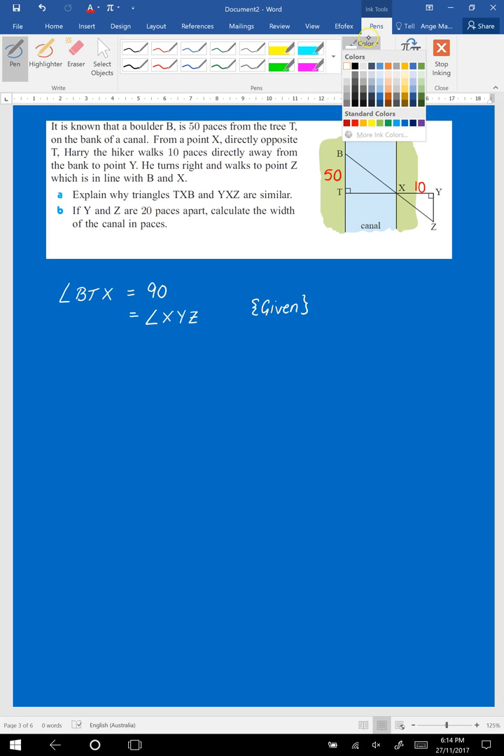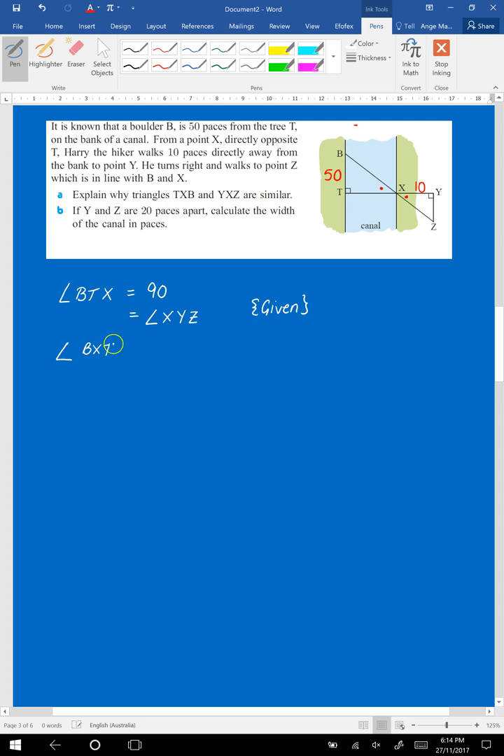We also know that this angle here is the same as this angle here because they're vertically opposite. So again, we can say that angle BXT equals angle YXZ. You could write vertically opposite if you like. I just like to write VO. Keep it simple. So therefore our triangles are similar as they are equiangular.